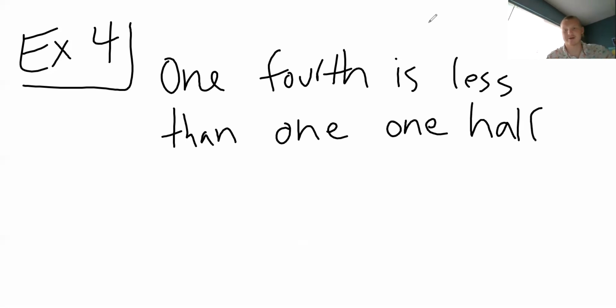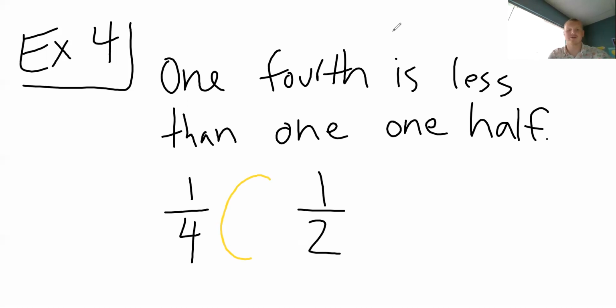Grace, how would I write this out in number form? 1/4 is less than 1/2. Yep, so 1/4, then 1/2. So what's going to be my sign? So it says it's less than. So which way is my Pac-Man going? Yeah, he's going towards the 1/2 because 1/2 is bigger than 1/4.